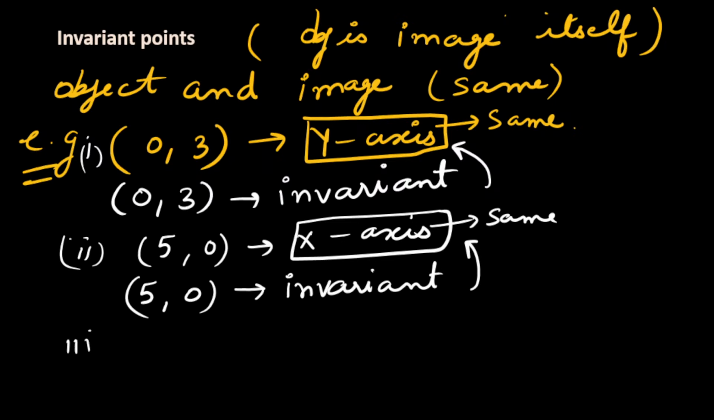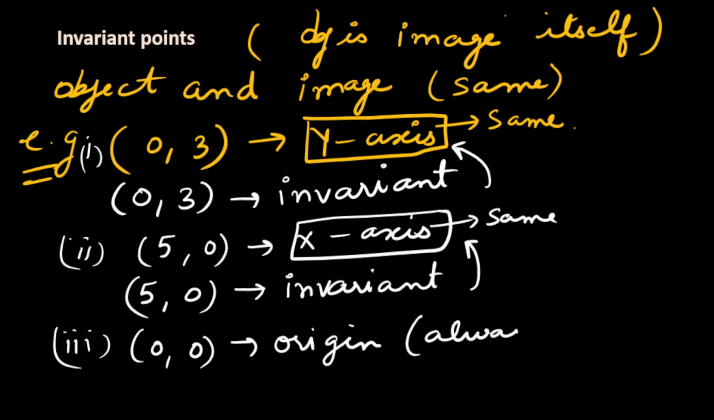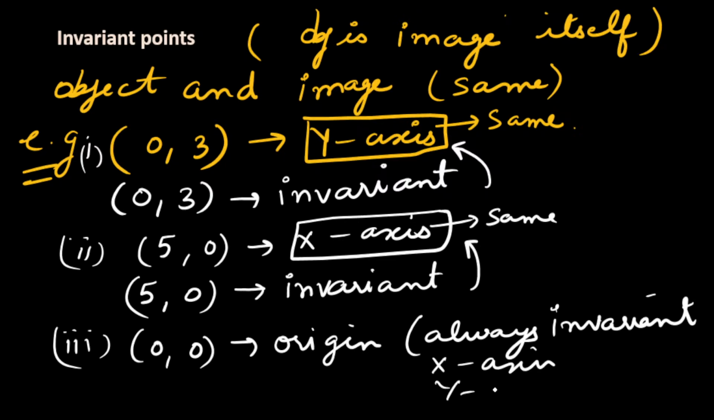Now the third type of example I will give you: (0, 0). This is the origin. Origin is always invariant, whenever you are doing its reflection in the x-axis, the y-axis, or through some other line, and through the origin also. It will always remain the same. So that means the origin is always invariant.